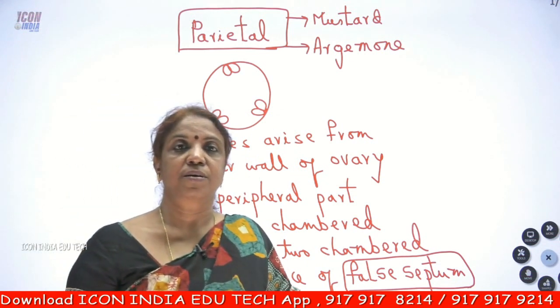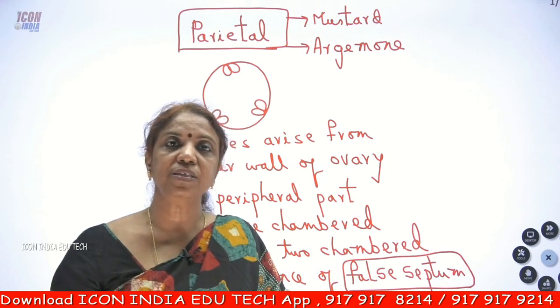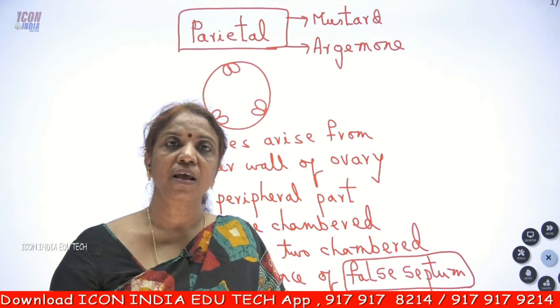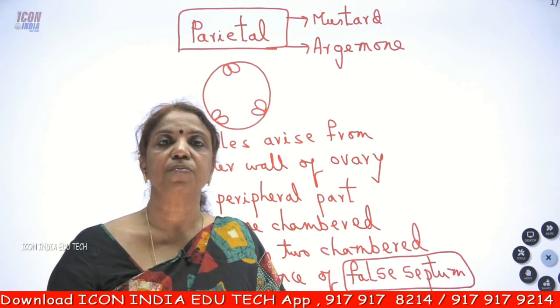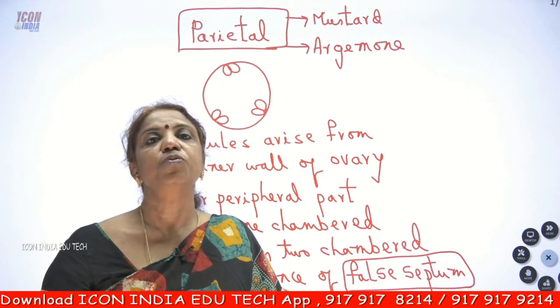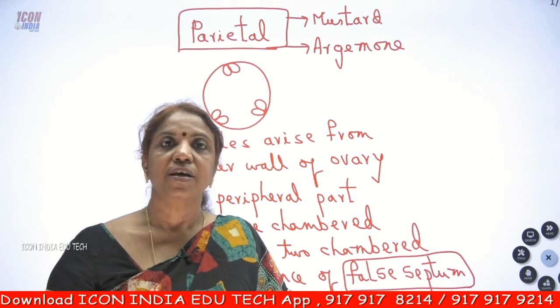Okay, so first, describe the definition of the types of placentation, and next one example and one diagram. So you can mention 4 types of placentation, 4 examples and 4 diagrams. That is over. The different types of placentation are over. Next, coming to that.